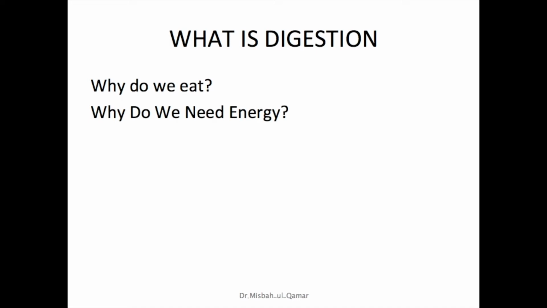Apart from growth and repair, there are other things also for which we need energy. For example, there are many energy dependent activities taking place inside body, particularly the active transport, contraction of muscles, the ongoing synthesis of new cells and cell parts, then the secretions, and even the energy generating chemical reactions also need energy.